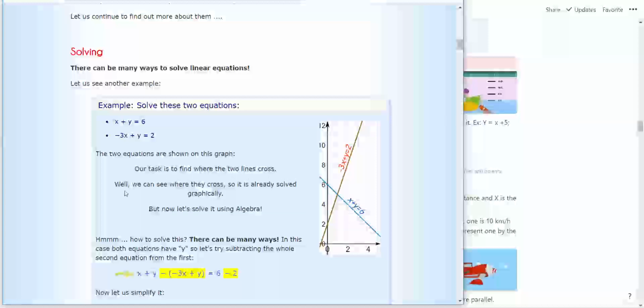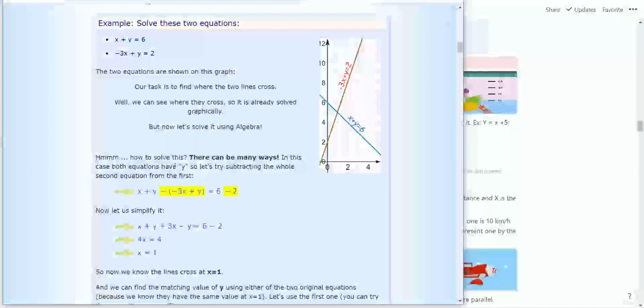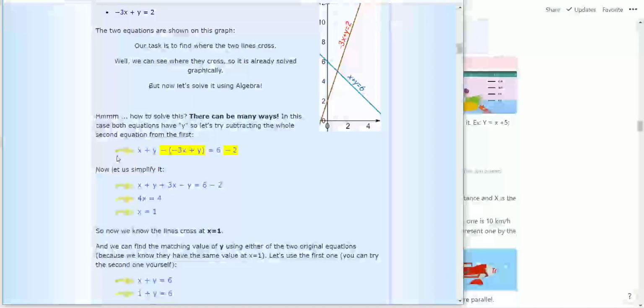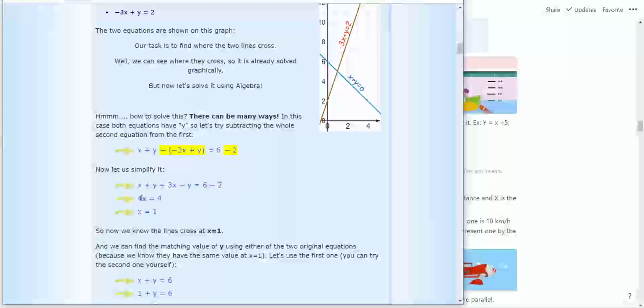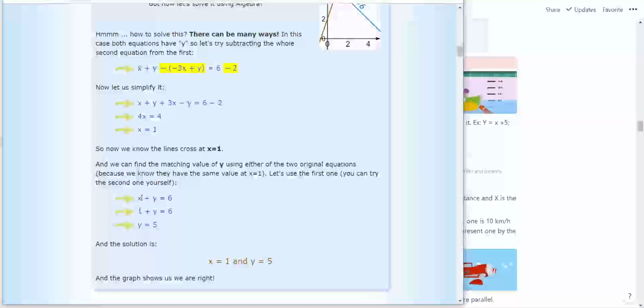Where the two lines cross, well, we can't see where they cross, so it's already solved graphically. But now let's solve it using algebra. How to solve this? There can be many ways. In this case, both equations have y, so let's try to subtract the whole second equation from the first. So x equals 1, and the other one would equal 6 minus 1, which is 5.